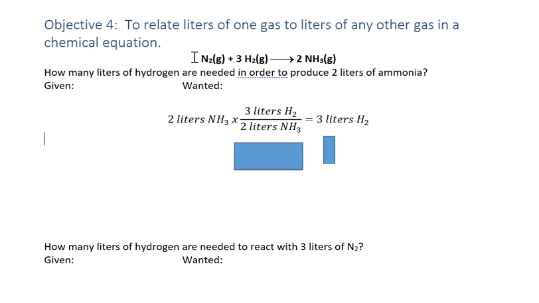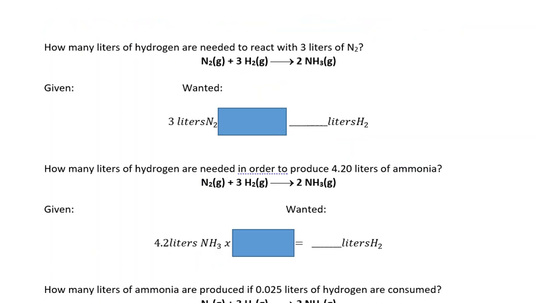You can't use grams for solids, but you can use liters for gases, not liters for liquids, but just liters for gases. We'll do another one. How many liters of hydrogen are needed to react with 3 liters of nitrogen? Well, what do they give us? They're giving us 3 liters of nitrogen. That's going to go on the left side. What do we want? Liters of hydrogen. That's going to go on the right side. And let's look at what that equation would look like. I imagine by now this is pretty familiar to you, but we'll just say it again.